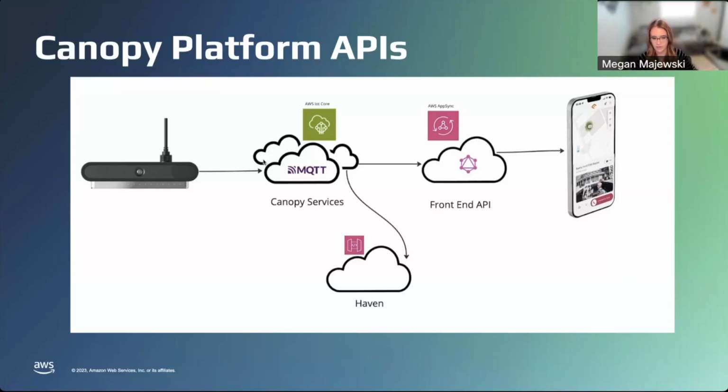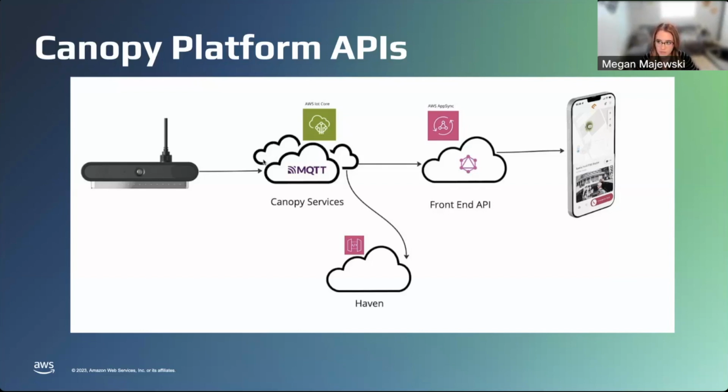This is how the device communicates up with our platform over MQTT. Within the platform, we also have an internal API that we call Haven. This API's responsibility is evidence storage. So as our device detects and uploads telemetry data to our API via MQTT and Canopy services, Canopy services then filters evidence down into a separate API and storage area.